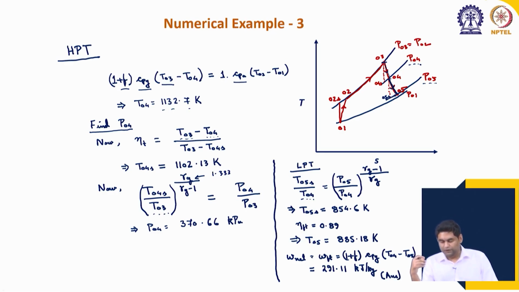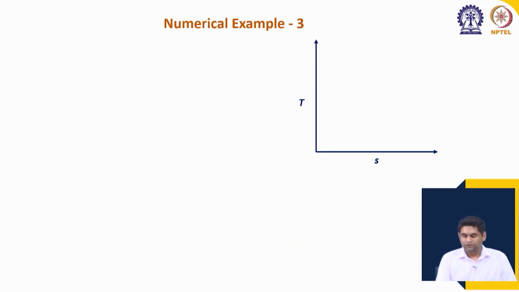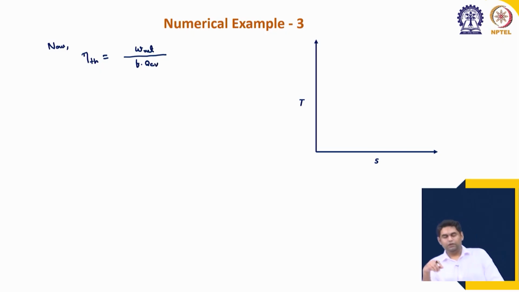Next we need to find out the thermal efficiency. I will not draw another diagram here because we can always refer to the previous one. We know that thermal efficiency is equal to the net specific work output by the calorific value multiplied by the fuel air ratio, that is, the amount of fuel required for unit mass flow rate of air.